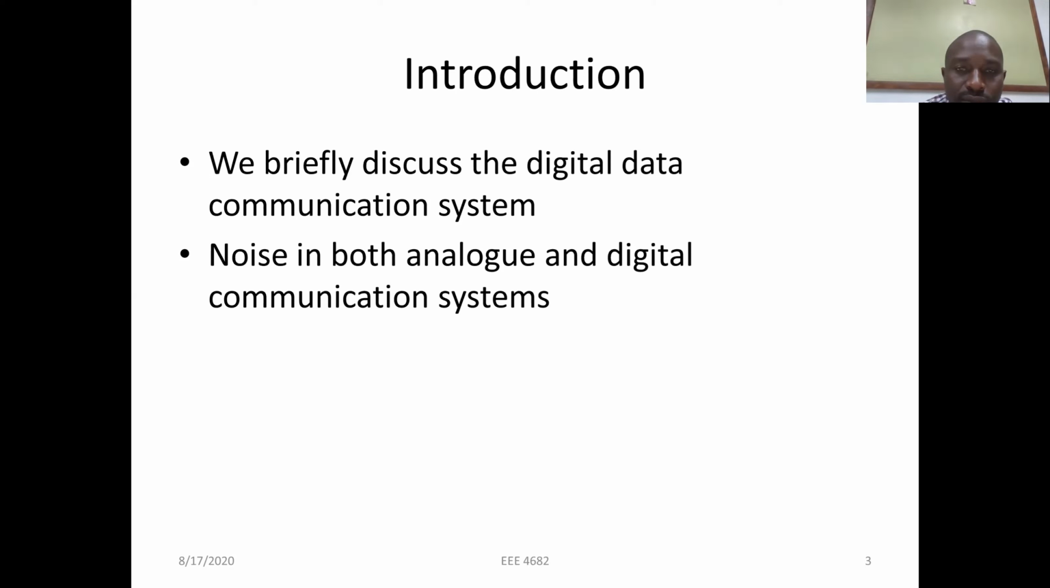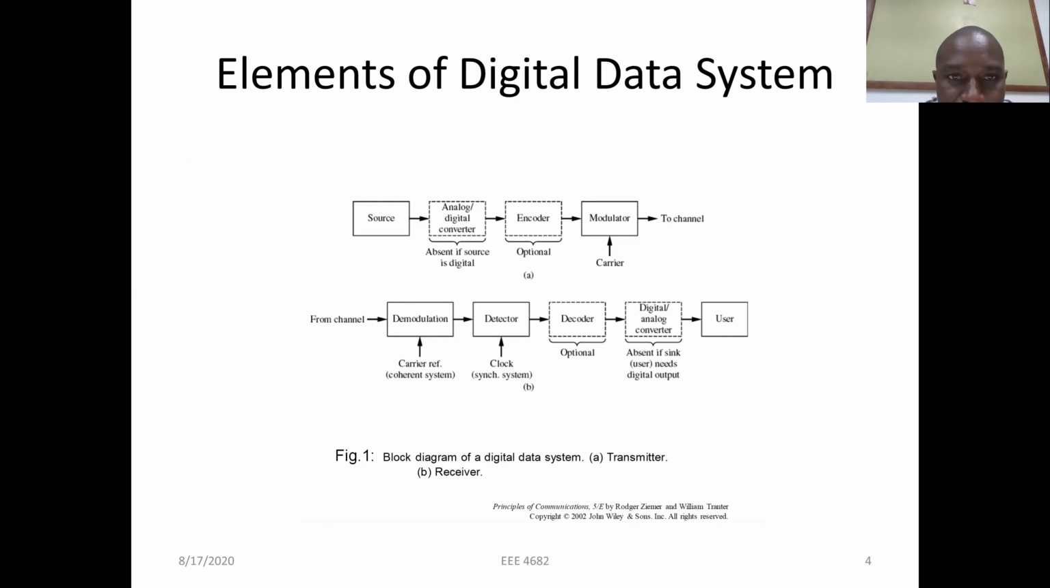Now, as a word of introduction, we'll talk about the digital data communication system, we'll look at attenuation, we'll look at noise in both analog and digital communication systems, we'll look at channel capacity, noise figure, noise factor, and so on. And then I'll give a tutorial. The elements of a digital data system can be classified as the transmitting part as well as the receiving part. On the transmitter part, you've got the analog to digital converter, the encoder and modulator. And on the receiver part, you've got the demodulator, detector, decoder, as well as digital to analog converter.